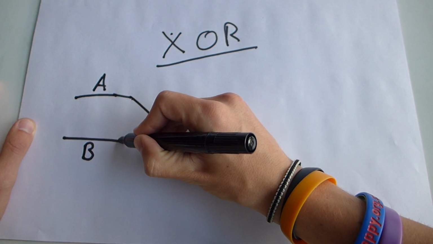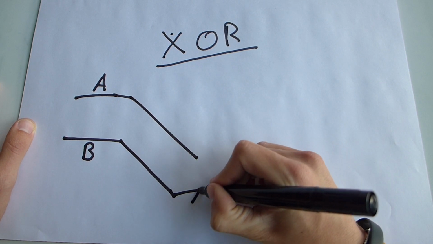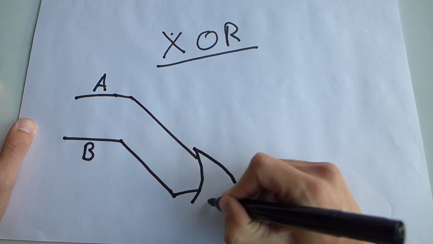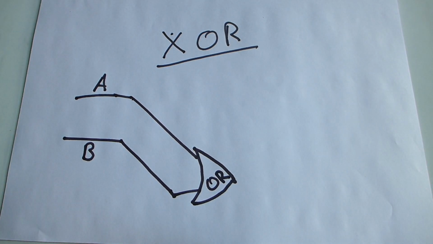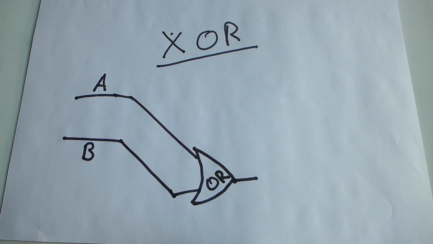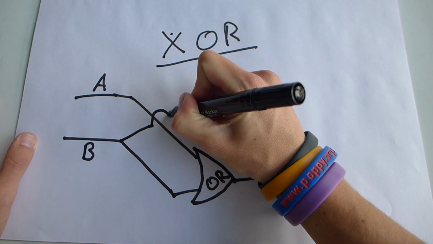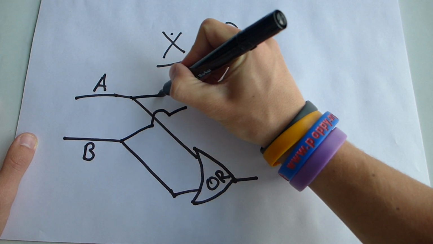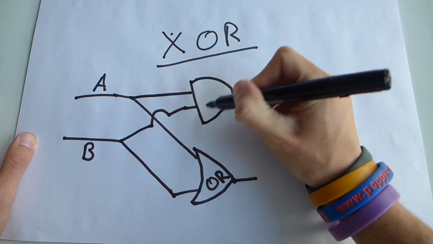We can break down the requirements of XOR into two checks. We can first check whether at least one of our inputs is true. For that we can use an OR gate. OR will return true if at least one of the inputs is true. The second check that we need to do is to check whether both inputs are true. This can be done with an AND gate, which will return true if both inputs are true.